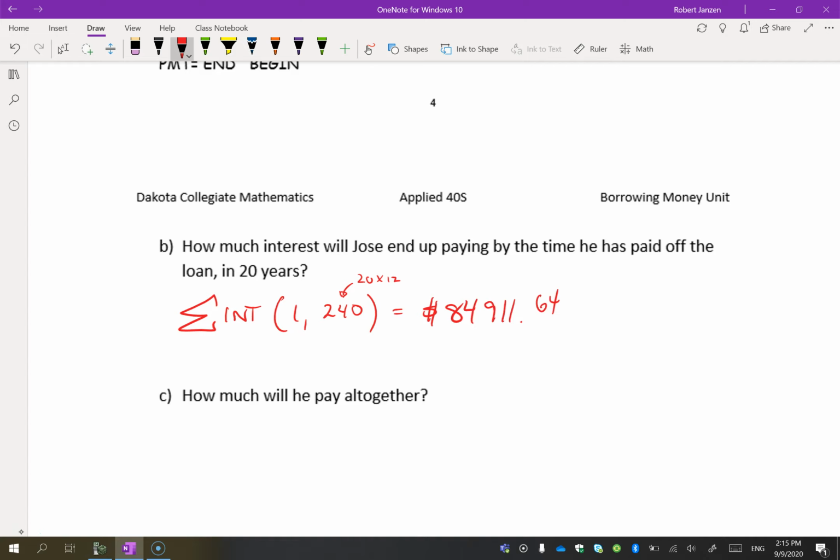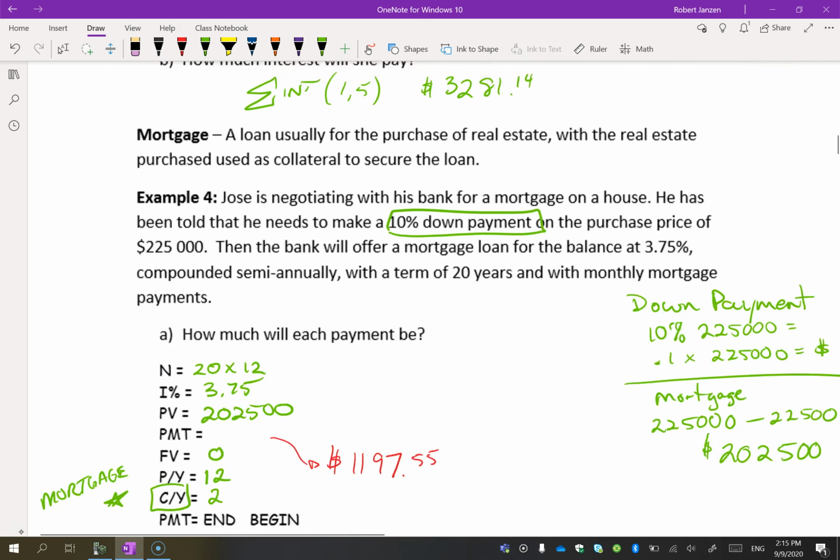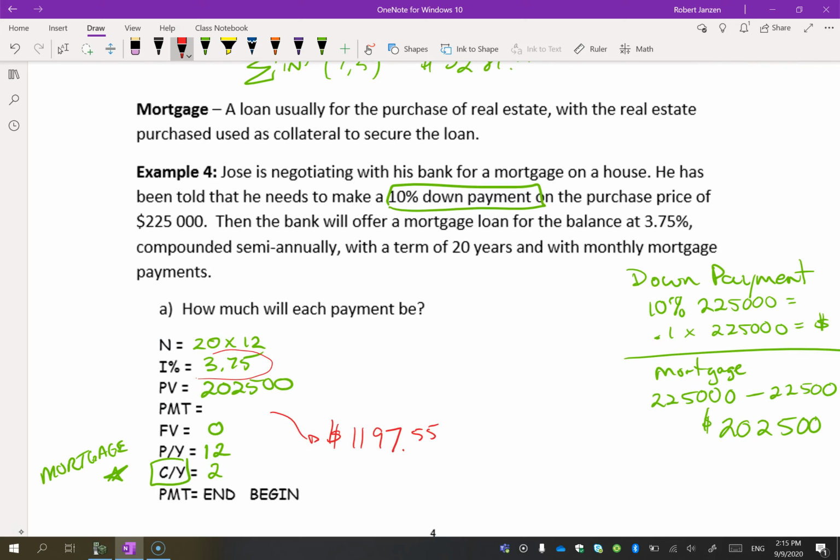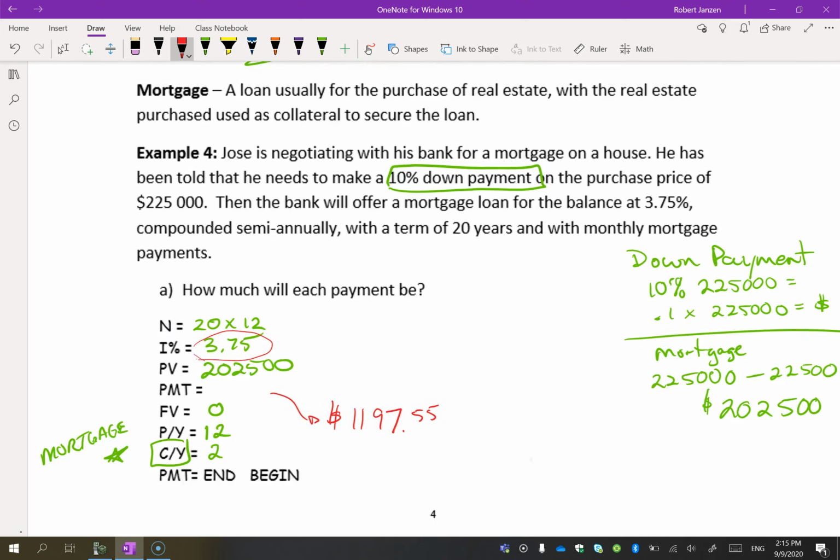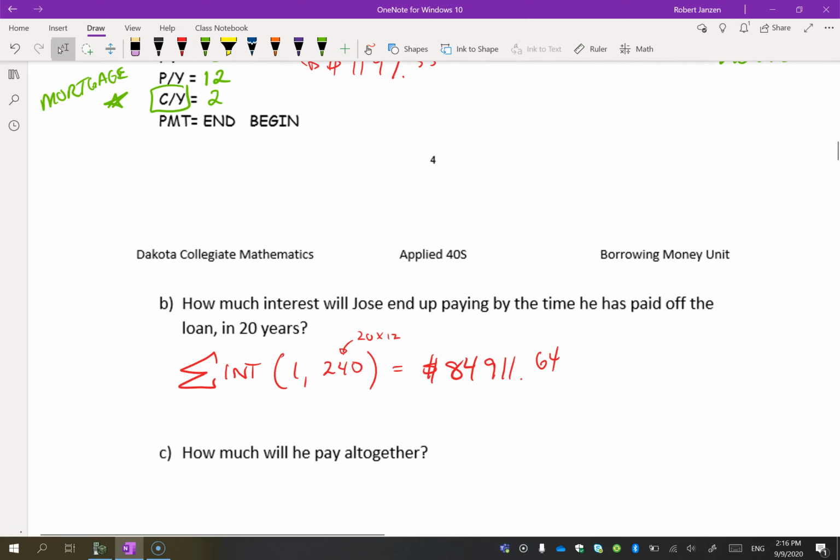$84,911.64. Does that seem crazy that you would have to pay that much in interest for a house that was worth $225,000? That is a crazy amount. But that's reality for mortgages. Because you're borrowing money for over 20 years, you are paying a lot of interest. Okay, in fact, it used to be even crazier when interest rates weren't so low, because they're quite low now. When they were higher, sometimes you paid more in interest than you did for the actual value of the house.